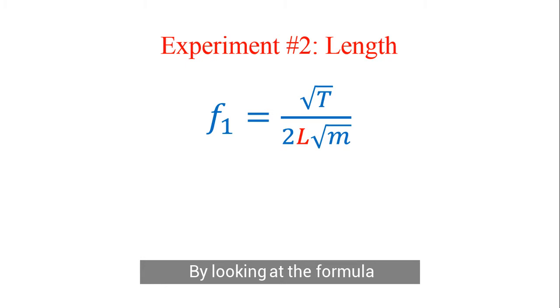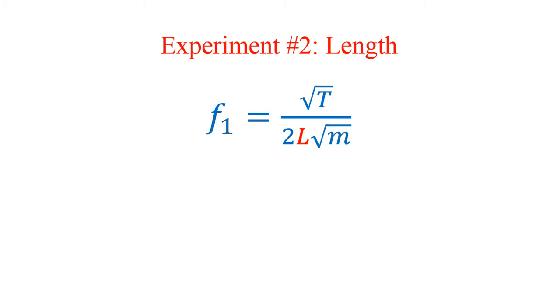Looking at the formula for fundamental frequency, which we derived earlier, F1 equals the square root of T over 2L times the square root of M, we can explain why these results make sense. According to the formula, as the length of the string between the pencil and the screw increases, its fundamental frequency decreases, meaning its pitch got lower.